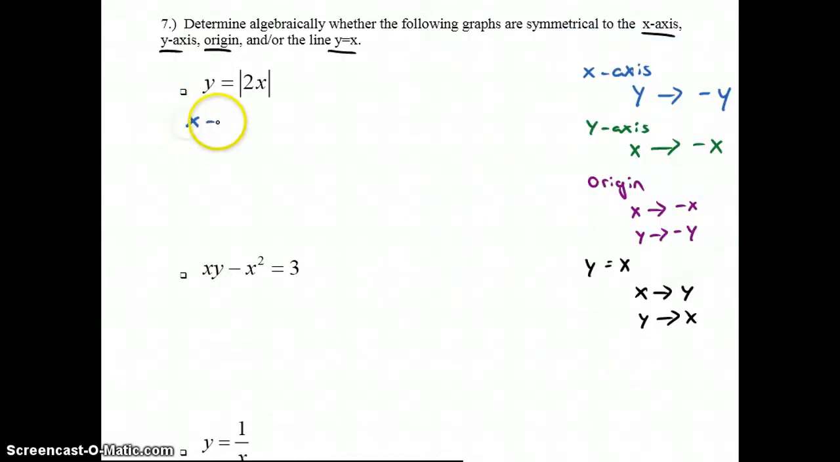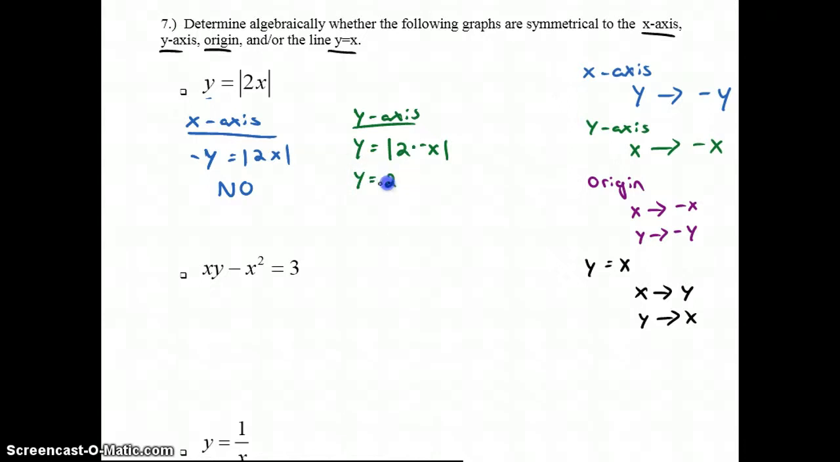First thing, x-axis. Well, you make your y into negative y. Negative y equals the absolute value of 2x. Does it work? No. Let's go to y-axis. Here you say y equals the absolute value of 2 times negative x. Now the beauty of the absolute value is that when you take the absolute value of a negative number, it makes it positive. This just becomes y equals the absolute value of 2x. Yes, it is symmetric about the y-axis.